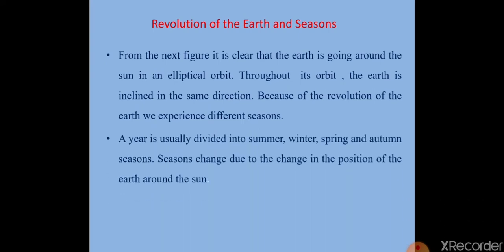A year is usually divided into summer, winter, spring and autumn seasons. So, which are the four important seasons of a year? Summer, winter, spring and autumn seasons. Seasons change due to the change in the position of the earth around the sun. How are seasons changing? Because of the change in the position of the earth around the sun. So, we are experiencing different seasons.